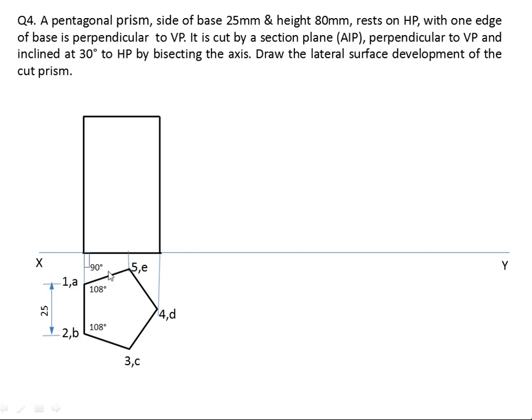Now this pentagon prism, any prism in front view looks like a rectangle, so I have drawn the rectangle of height 80 mm. Then this 3C edge is also visible, so I have drawn this edge also.